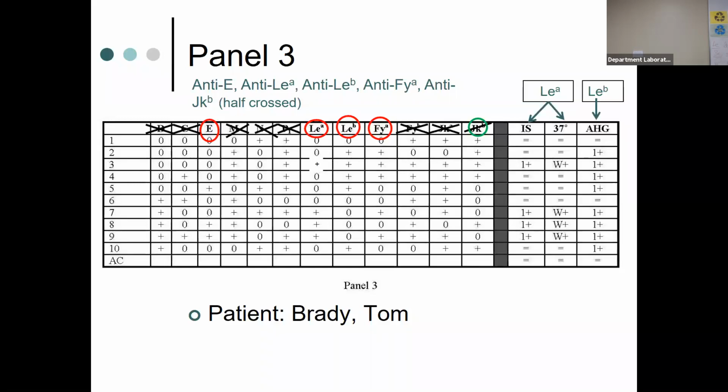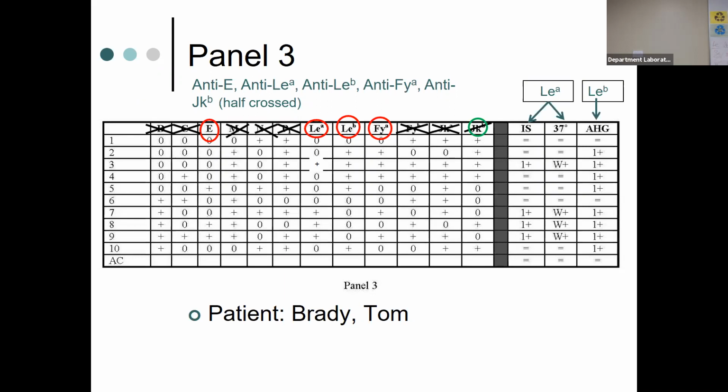You guys think Lewis A is reacting? Lewis A is reacting. Notice every cell that is Lewis A positive, you have reactions at initial spin, 37, and actually AHG as well, right? And then also notice that you have an E-negative cell, actually panel cell 2, E-negative cell that is still positive at AHG.